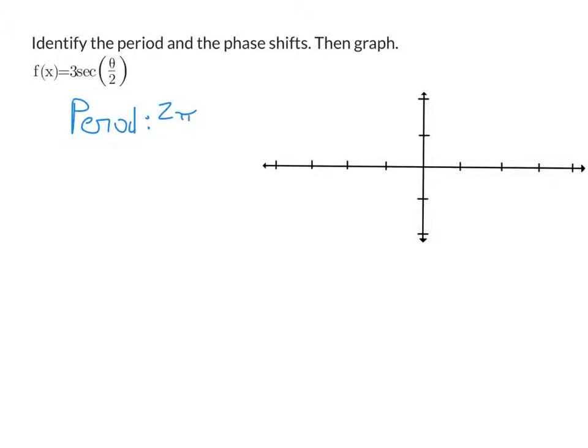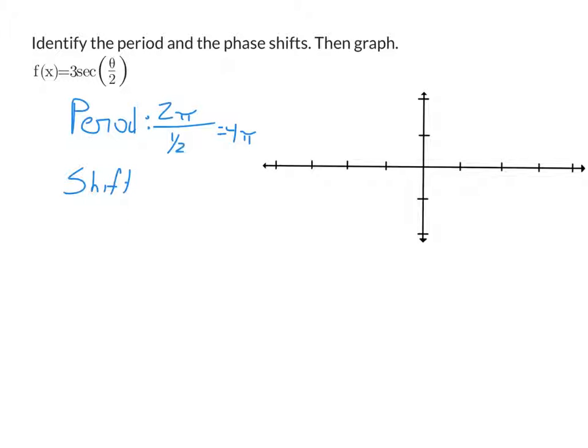When we have something multiplied by theta, like we have here inside the parentheses, that's going to affect our left and right growth. So we're either stretching or compressing this graph left and right, based on what's multiplied by theta. Well, what's multiplied by theta is 1/2. So I end up dividing 2 pi by 1/2, and we find that our period is 4 pi.